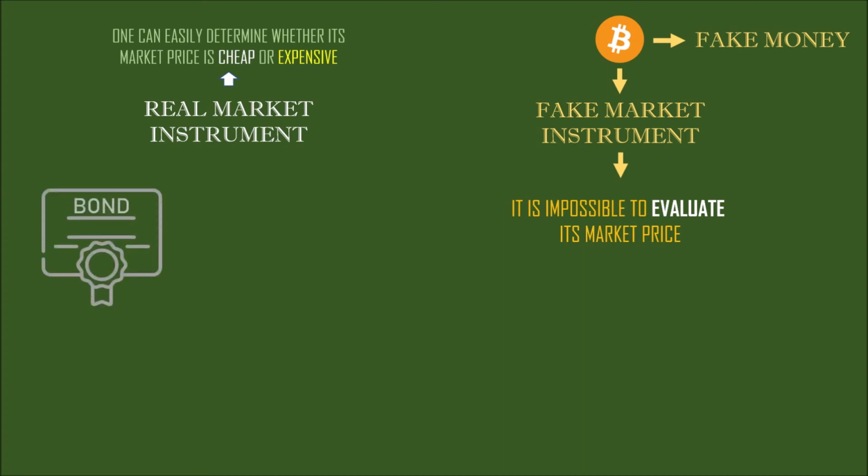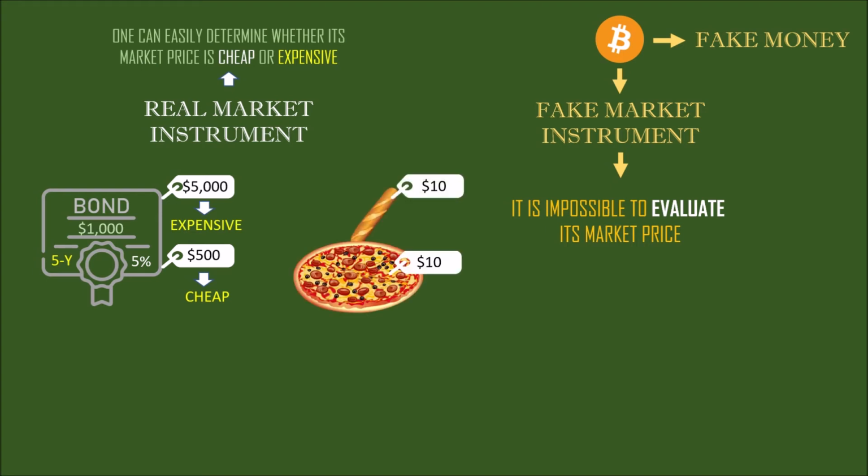If a bond, with a face value of $1,000, a coupon rate of 5%, and maturity in 5 years, is priced at $500, we immediately know it is cheap. If priced at $5,000, we know it is expensive. If a bread roll is priced the same as a pizza, we immediately know it is expensive, because the utility, that is, the need-satisfying power of a bread roll, is lower than that of a pizza.